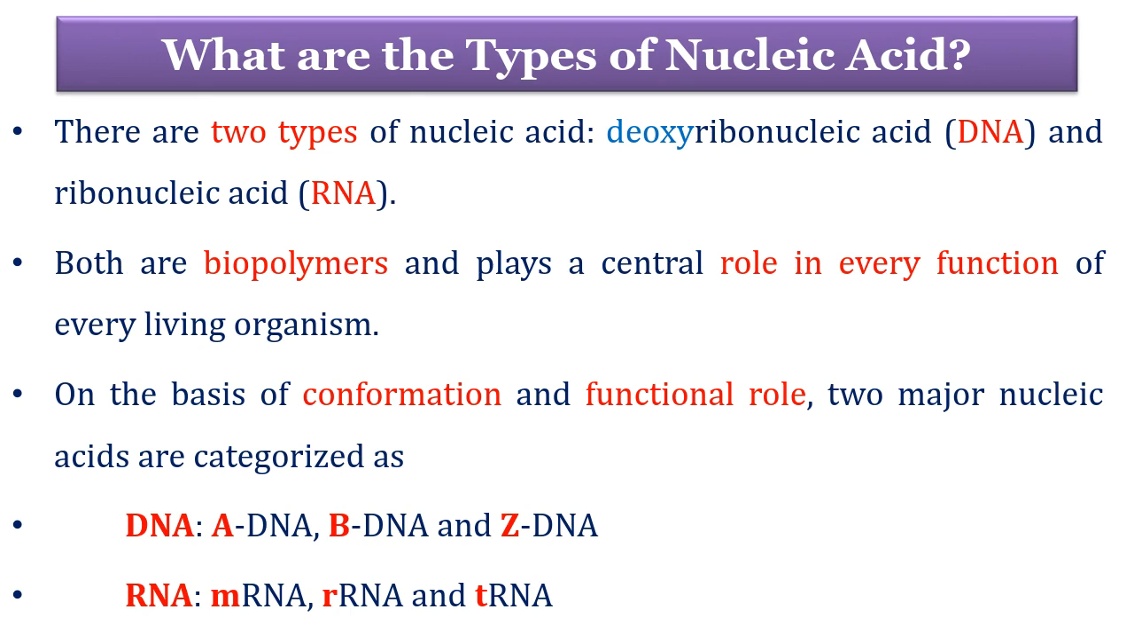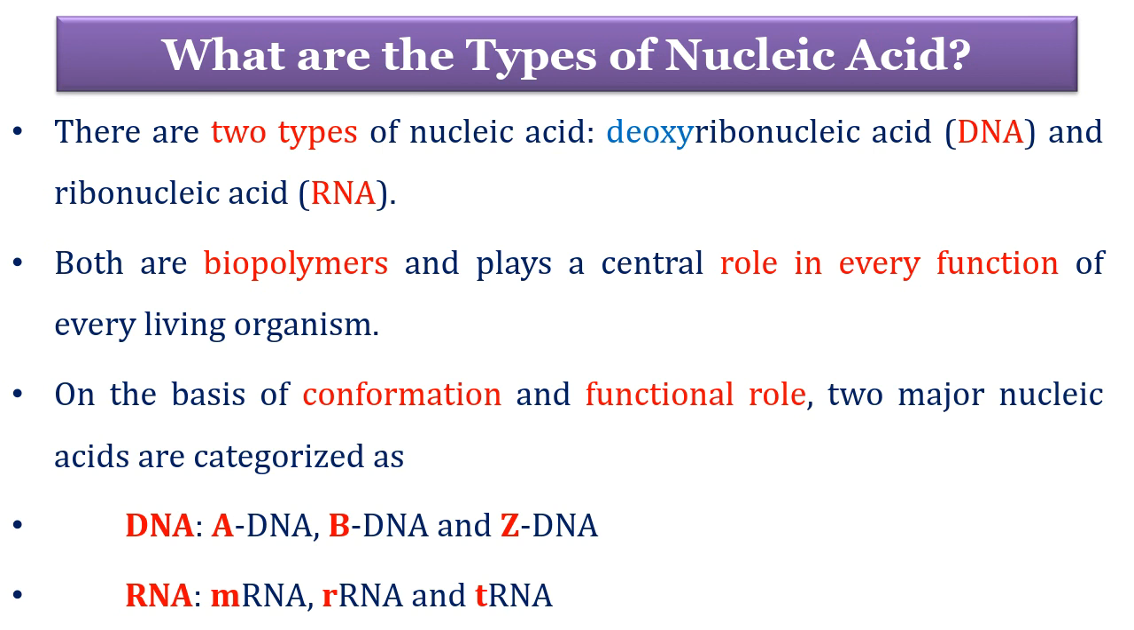Broadly, there are two types of nucleic acids. One is deoxyribose nucleic acid, known as DNA, and the other is ribose nucleic acid, known as RNA. Both are biopolymers, meaning basic units of a monomer are attached to one another forming a long chain of molecules, and as they are present in the biological system, they are called biopolymers.